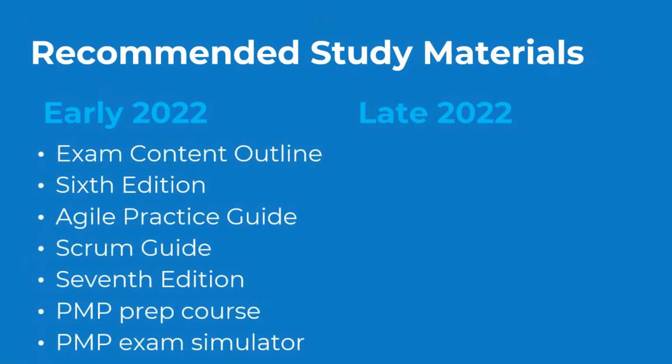Okay, so on the left, early 2022. Right now, you need to download and know the exam content outline. That is the basis for the PMP exam. Then you need to study the PMBOK Guide 6th edition in order to understand the process-focused approach. You need to study the Agile Practice Guide and the Scrum Guide because 50% of your exam is going to be about Agile. And you need to have a good working knowledge of the PMBOK Guide 7th edition.